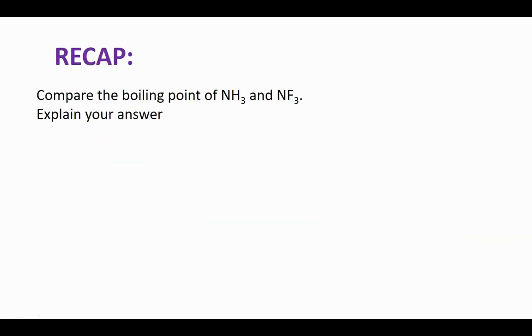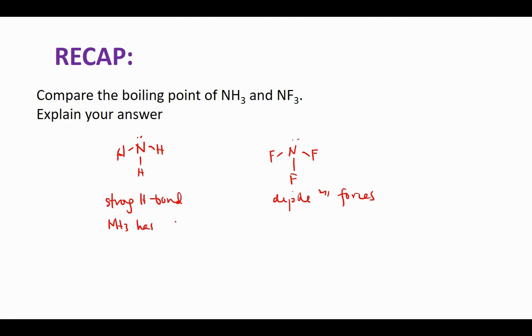Now let's recap between NH3 and NF3. This is the structure of NH3. Well, this is the structure of NF3. Which one has higher boiling point? As we can see here, H is attached to N, therefore NH3 can form strong hydrogen bond. But for NF3, this cannot form a hydrogen bond, therefore it only has weak van der Waals force, or the better term, dipole-dipole forces. So NH3 has higher boiling point.